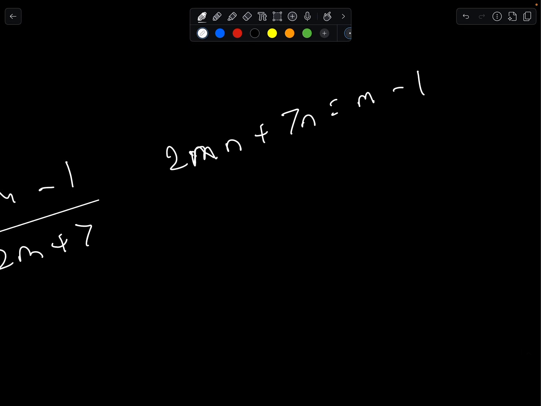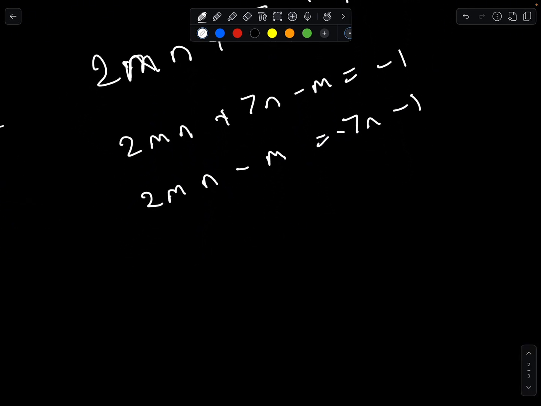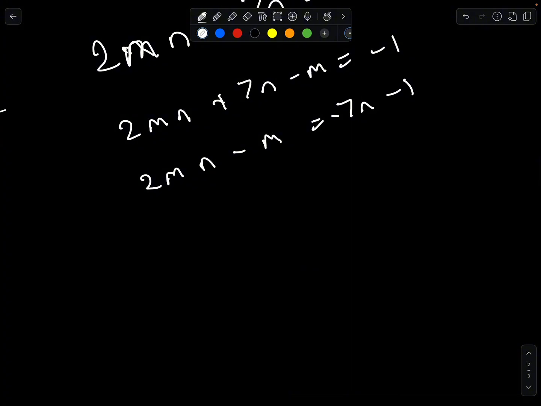So this is where we need to think, right, how can I factor? What can I factor? We want n by itself, so we need to get rid of the n's. To get n by itself, let's bring the n's together. So 2mn plus 7n minus m equals -1. Right, let's get rid of this 7n now. So 2mn minus m equals -7n minus 1. Now, we can then factorize this.